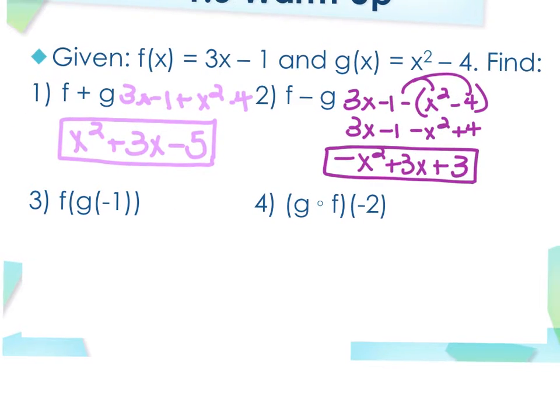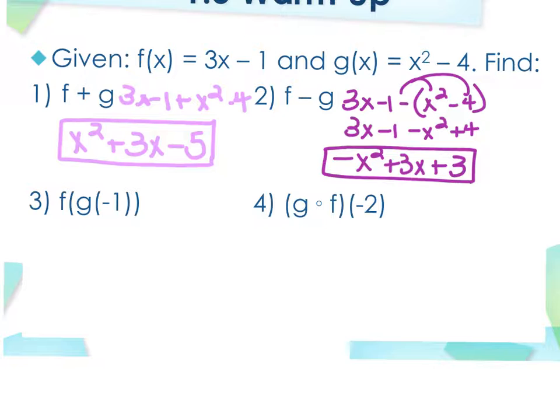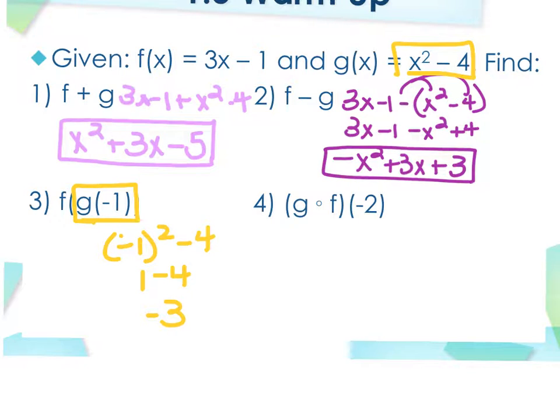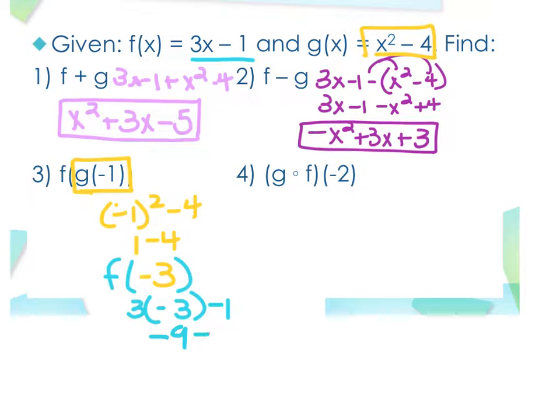All right, then 3 says find f of f of g of negative 1. So remember the order here goes right to left. I'm going to take the negative 1 and plug it into the g first. So into this function, I'm going to plug in negative 1 squared minus 4 is 1 minus 4, which is negative 3. And then I'm finding f of negative 3. So I take my f and I plug negative 3 in there. 3 times negative 3 minus 1, which is negative 9 minus 1, or negative 10. And then remember, it's not a two-part answer. That last answer is your answer. So negative 10 would be the answer there. Questions on that one?